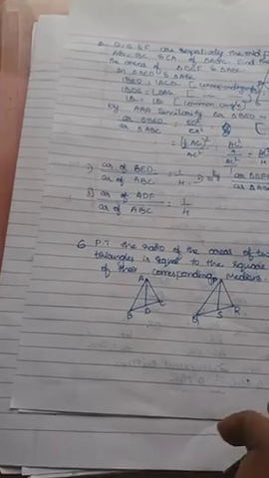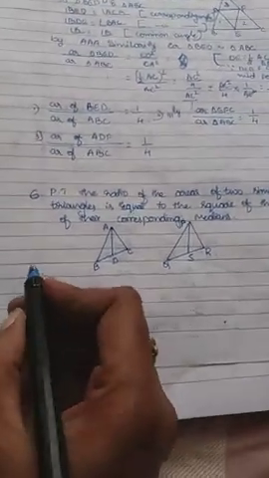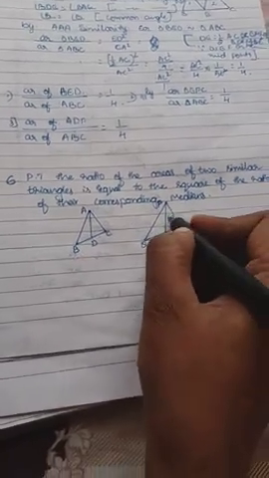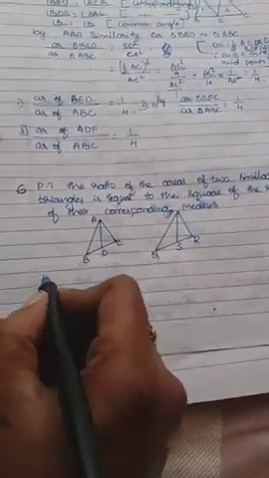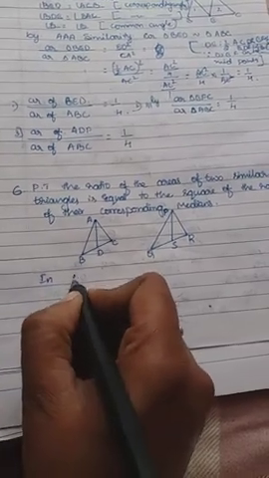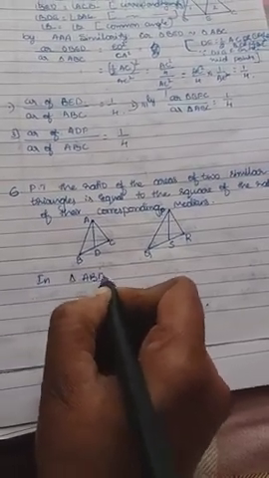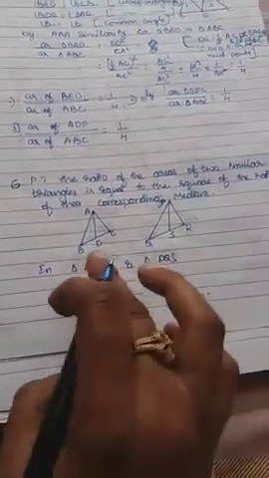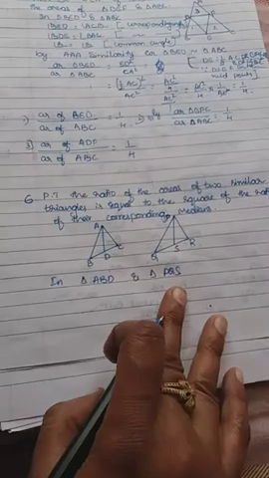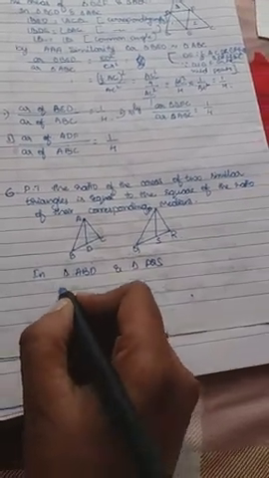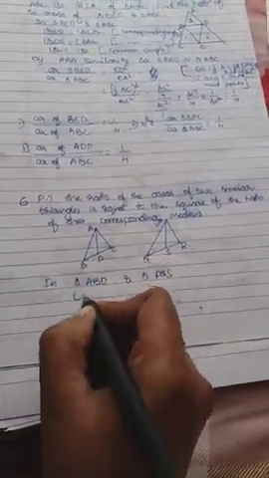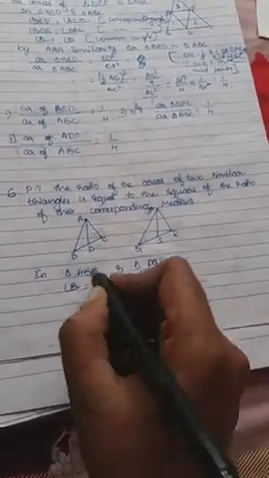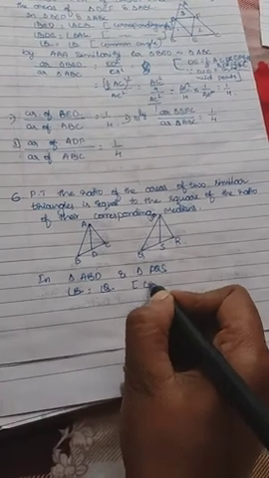So first, AD and PS are the medians, so we have to take half of the triangle. In triangle ABD and triangle PQS, let us prove these two are similar triangles. So here angle B equals angle Q. Why can we write angle B equals angle Q? Because they are corresponding angles.